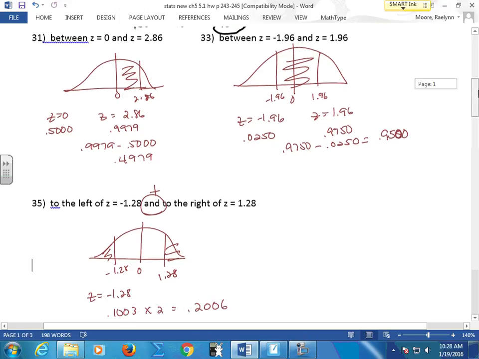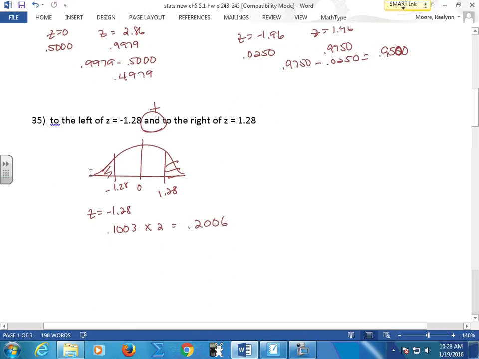Now this one, they threw a little curve at you: to the left and to the right. These are mutually exclusive. They could have used the word or as well. So we're going to just add those together, or take one and multiply it by 2. If you look up this one, you get it to the left. If you look up this one, you'll have to subtract it from 1. It is the same exact area as this side, so just multiply your area by 2.